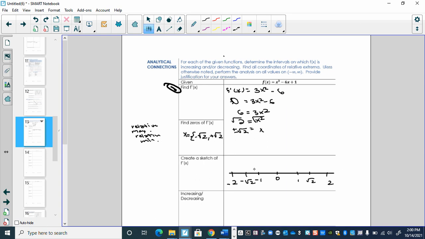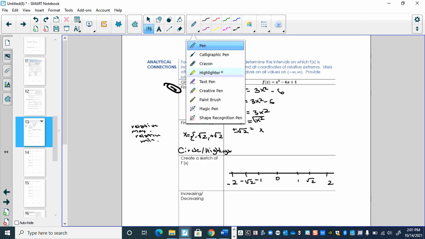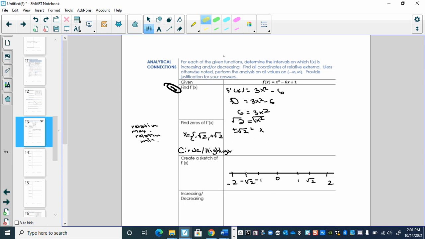This is my x-axis. And the first thing I want to do is highlight these zeros so I can see them clearly. So right here it hits the x-axis, and these are the points of my relative maximums and minimums. All right? So what I want to know is, where is f prime of x? Is it above the x-axis, or is it below the x-axis?